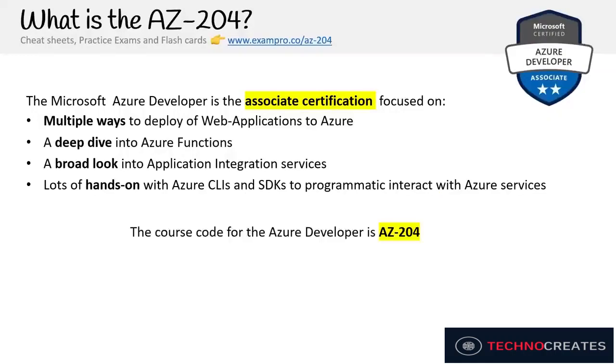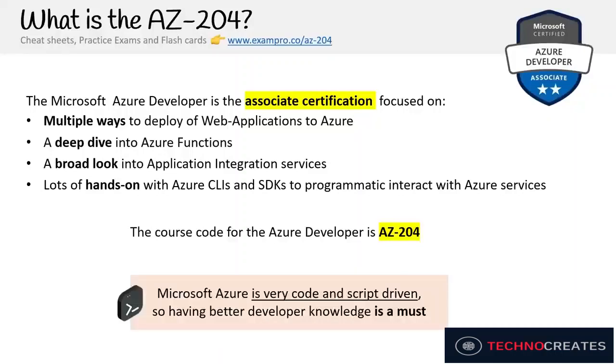The course code for the Azure Developer is the AZ-204, not to be confused with the 104, but it is very complementary to the other course, which we'll talk about when we talk about the roadmap. And I do want to point out that Microsoft Azure is a very code and script-driven platform compared to AWS and GCP. So it's better having developer knowledge, and I actually consider it a must when we're working with Microsoft, and I'll explain why here in a bit.